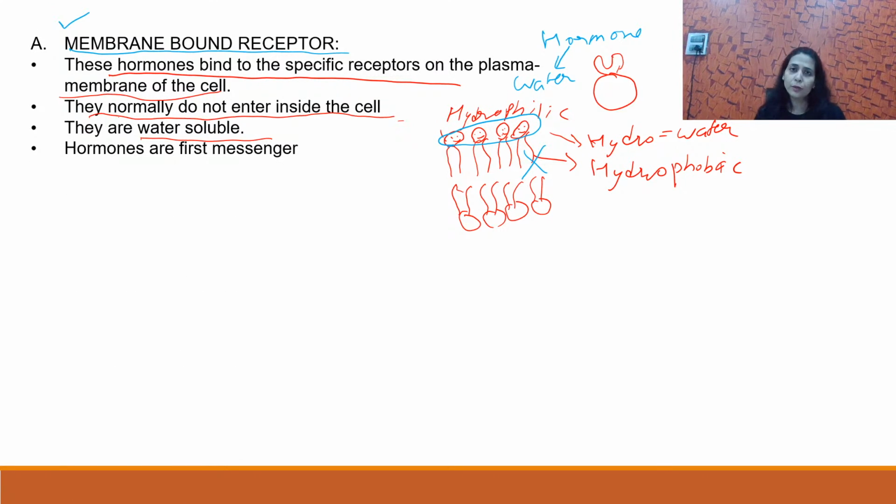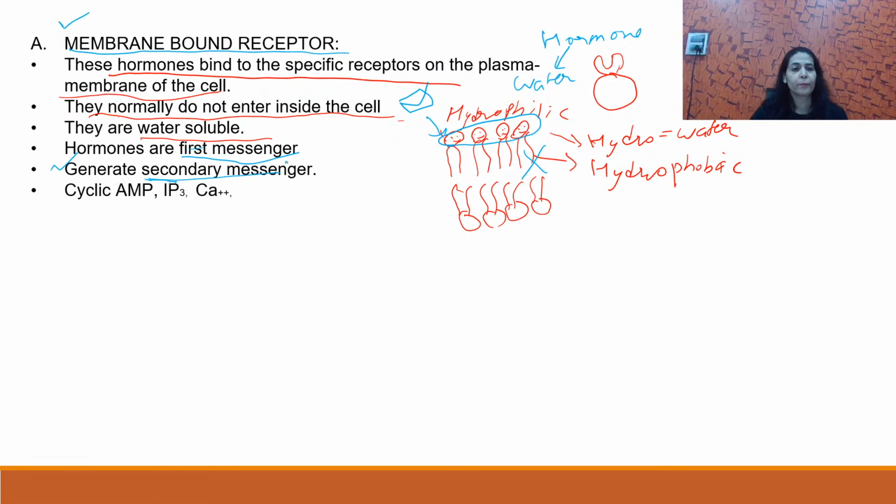Hormones here are first messenger. They are bringing the message and giving it to the first part of the plasma membrane. They will drop their mail. If this is their mail, they will drop the message to the outer side of the plasma membrane. So such hormones are known as first messenger. They cannot go inside, so they generate a second messenger.